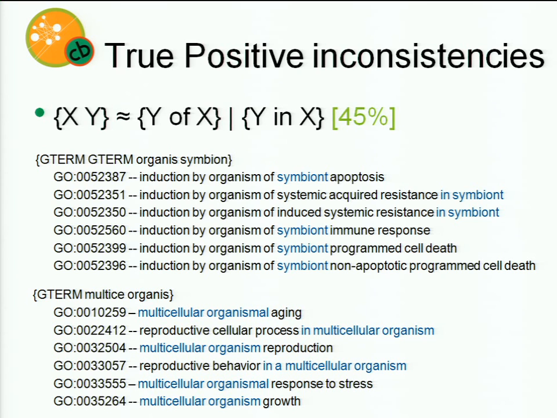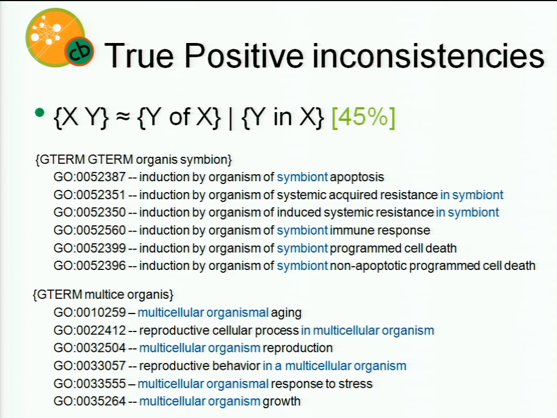An example of this is here. If you have induction by organism of symbiont apoptosis and you have induction by organism of systematic acquired resistance in symbiont, you see that we have two terms here that, to be consistent with the other four terms, should be phrased, this one, as induction by organism of symbiont systematic acquired resistance, and similarly for the second one. By doing all of our transformations, we're able to identify that sort of violation of univocality.